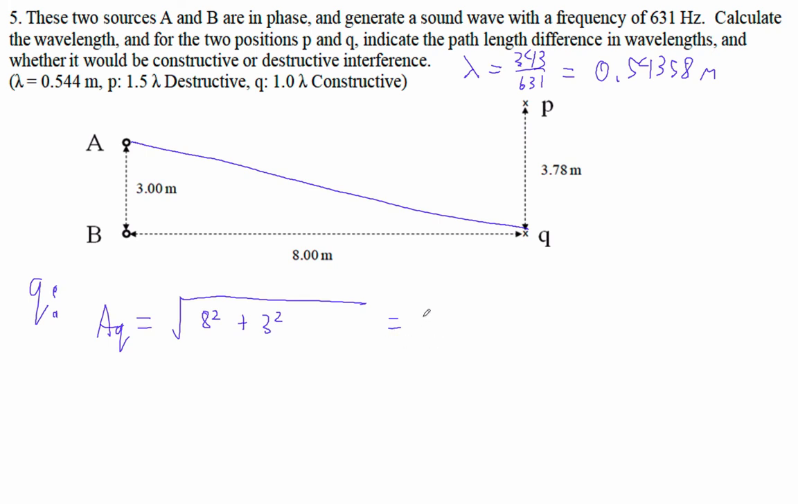That is 8.544 meters. Okay. And BQ is easy. That's 8. 8. All right. So our difference in length is just 8.544 minus 8. I don't need my calculator.